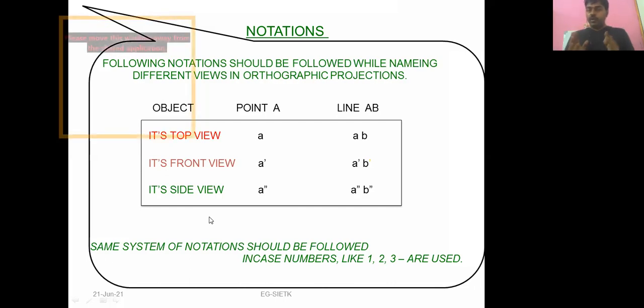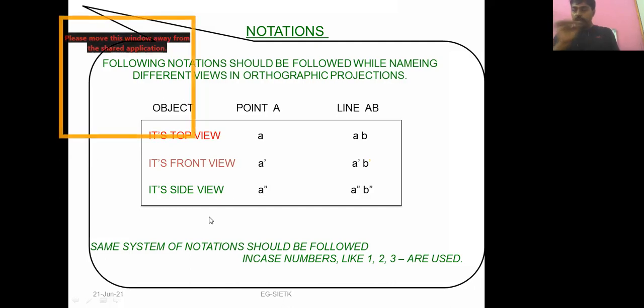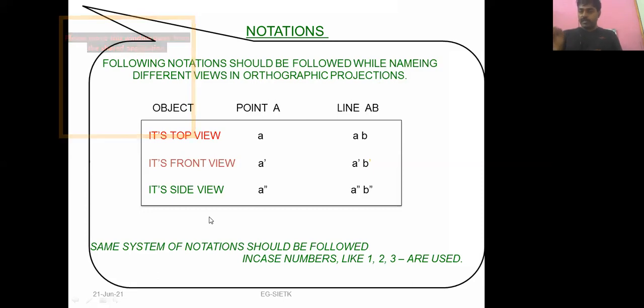Top view, when I want to represent it, is to be represented by small a, small b, small c, small d, like the small letters. Only small letters. Top view will always be represented by small a, small b, small c, like this. When I need to represent the front view, I represent it by small a dash, small b dash, small c dash, small d dash, like this.